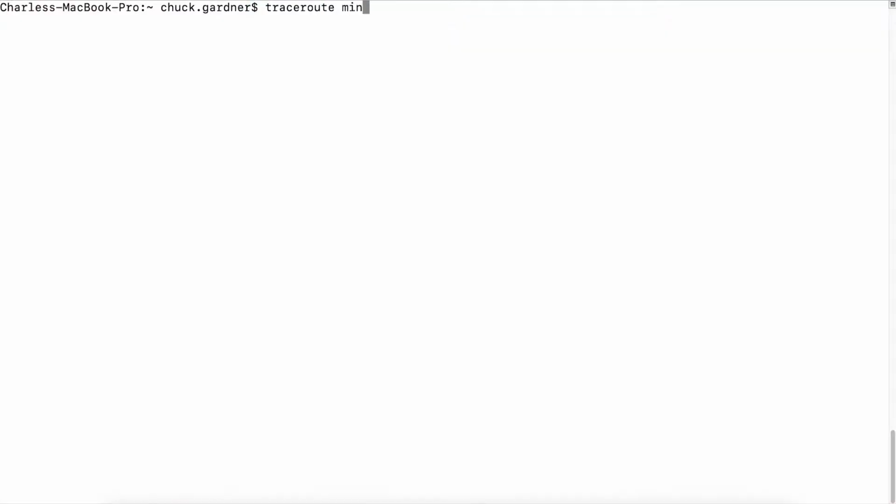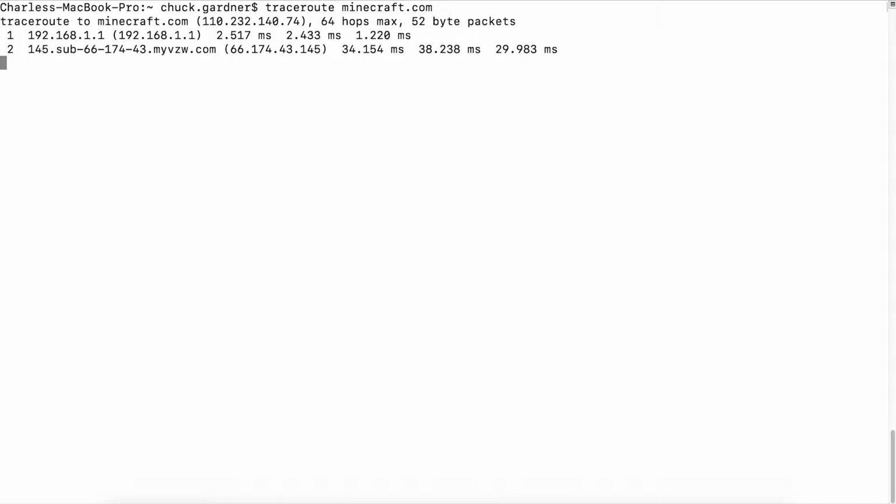Have you ever played Minecraft? Try running a traceroute to minecraft.com. If you have a moment, try that one because you might notice something interesting about the geography there. Minecraft is not hosted in the US. Can you find out where?